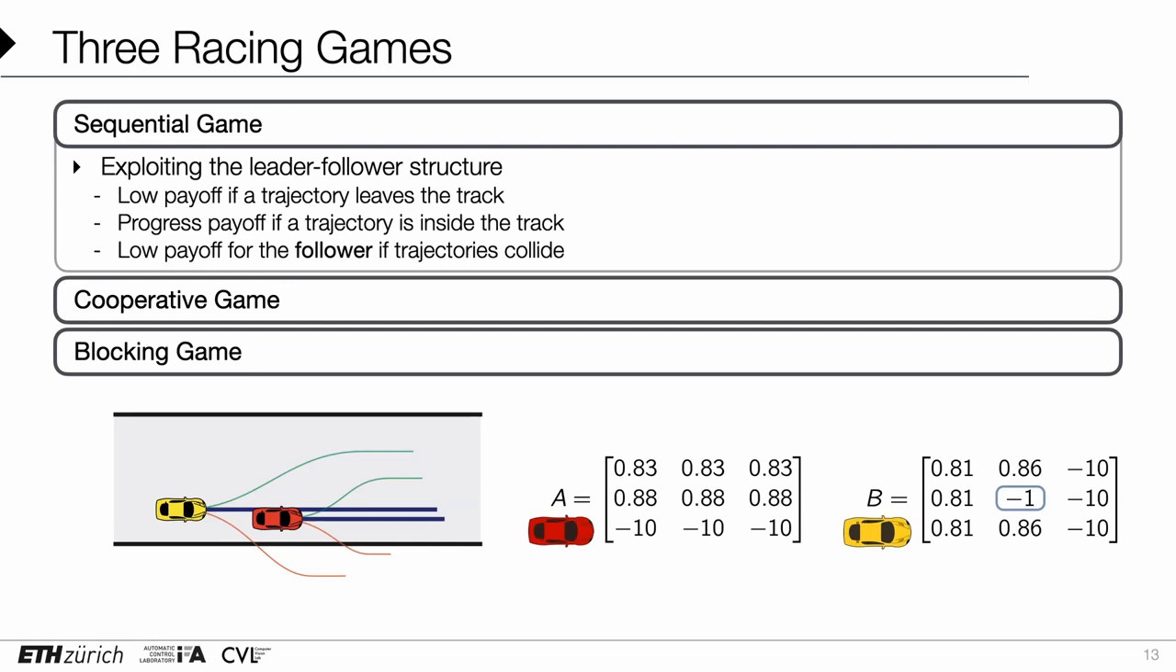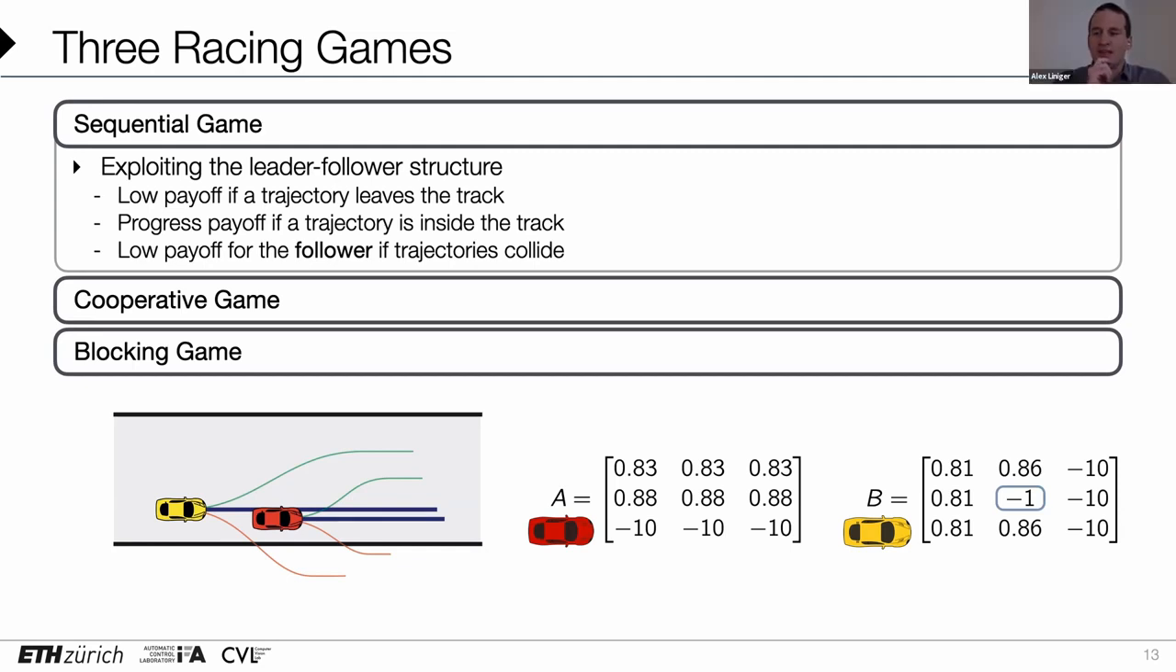Okay. So then there's another question asking, when the follower car crashes into the leader car, as in the sequential game setup, is the follower not being rational? Shouldn't the follower always avoid a collision, or is it the same?